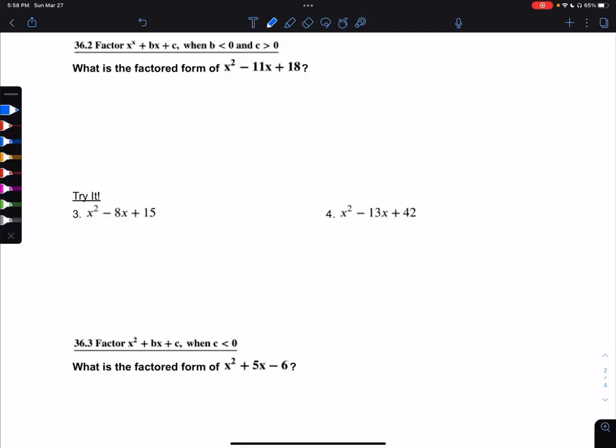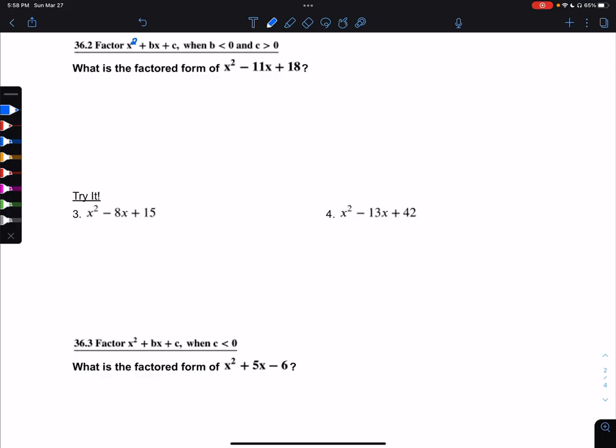Here we're going to look at topic 36, example 2, factor x squared plus bx plus c, when b is less than 0 and c is greater than 0. So what is the factored form of x squared minus 11x plus 18?